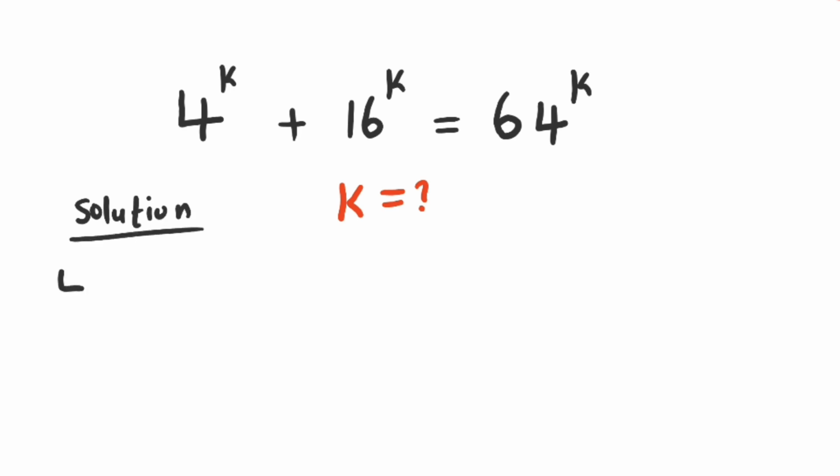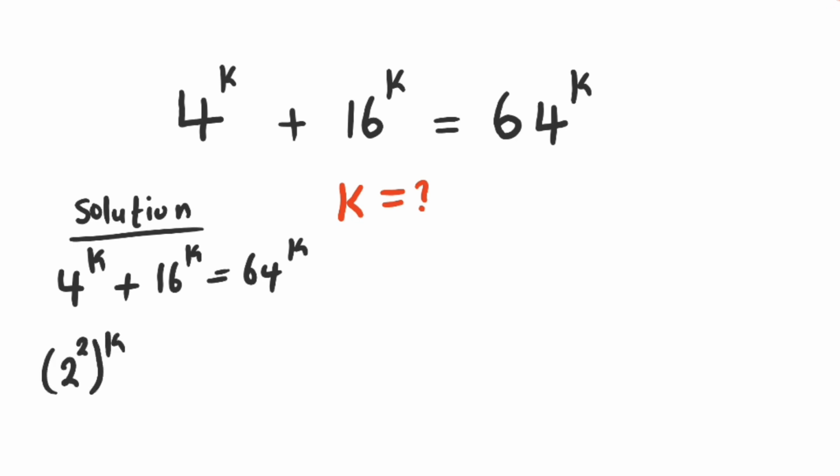We have the given equation: 4 raised to power k plus 16 raised to power k is equal to 64 raised to the power of k. Then 4 raised to power k can be written as 2 squared raised to the power of k, plus 16 raised to power k can be written as 8 multiplied by 2 raised to the power of k, is equal to 64 raised to power k, which can be written as 8 squared raised to power k.